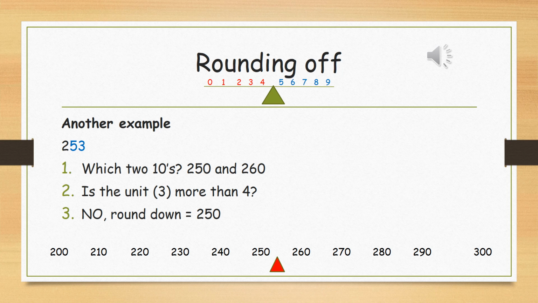Another example, the number 253. We're going to look at the number 53 more. So which two tens does 253 fall between? It falls between 250 and 260. Is the unit, which is 3, more than 4? No. So we round it down to 250.